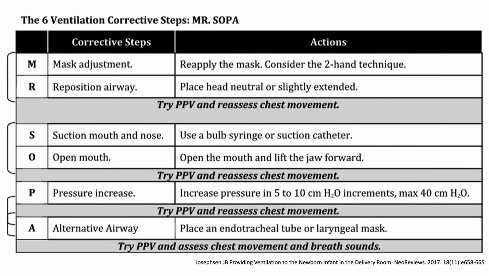At each step of the algorithm, you need to make sure that the ventilations are adequate. There is a cool mnemonic, if you're a mnemonics person, called Mr. SOPA that will take us through the steps to optimize our ventilatory efforts. Adjusting the mask and making sure that if it is a difficult ventilation, we're considering a two-hand technique, even in a neonate. Repositioning the airway, making the head neutral, potentially putting a towel underneath their shoulders because the occiput is large. So each of these steps need to be taken.